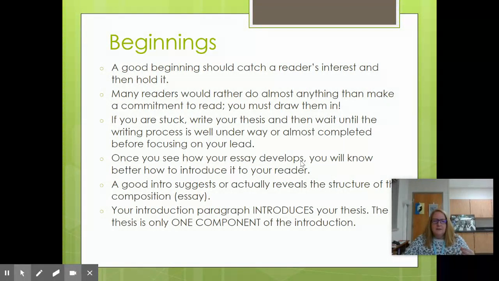And then the last thing, I see this a lot: some people forget to put their thesis in their introduction, or they make their thesis the only thing in their introduction. This is different. This is not a PEAR paragraph. This is a full essay, so you need a full introduction paragraph that introduces your thesis and introduces your paper. The thesis is just one component of your introduction.